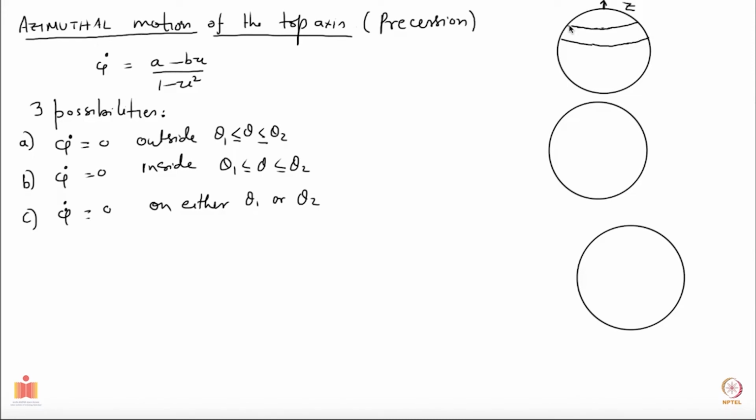Now let's say my theta, which gives phi dot to be 0, is outside this interval. So let's say that theta corresponds to something here. Theta 1, theta 2. Now imagine that your top axis is piercing this thing somewhere, and it will be, of course, within this band of theta 1 and theta 2.